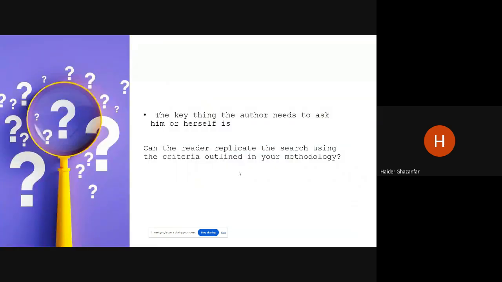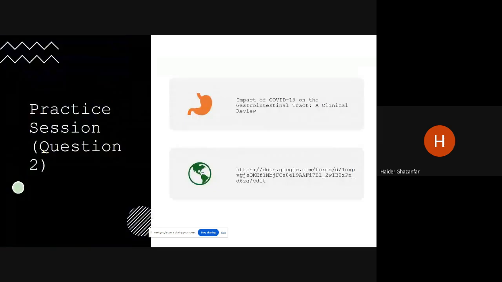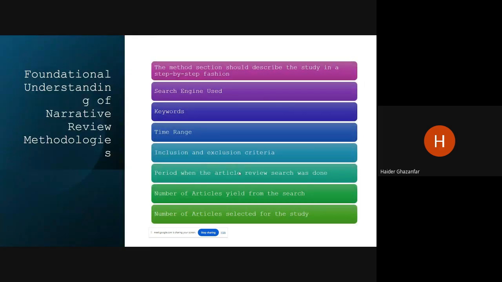So the key thing that an author needs to ask him or herself is, can the reader replicate the search using the criteria outlined in your methodology? This is something your journals will ask you as well: if they were to use the same keywords, search engine, and inclusion and exclusion criteria, would they be able to get the same articles you got? So it's very important to mention every single keyword you used on PubMed in order to extract the articles.